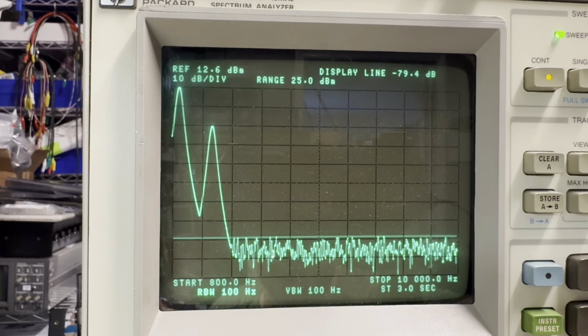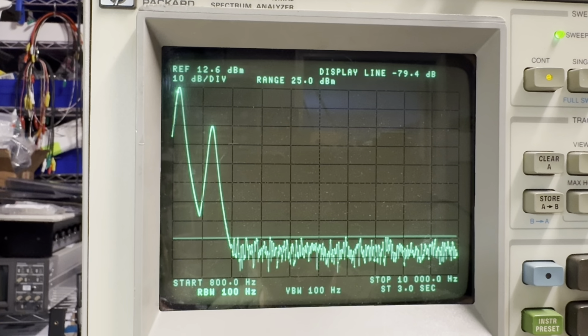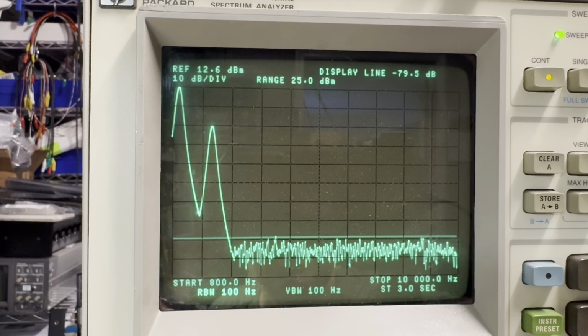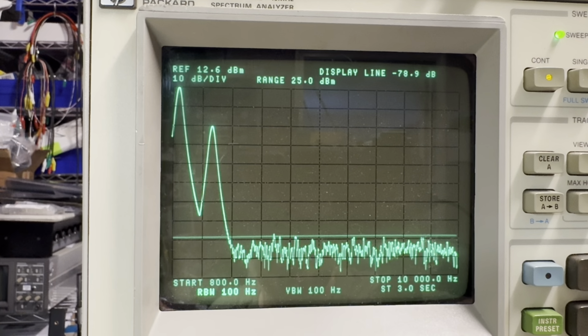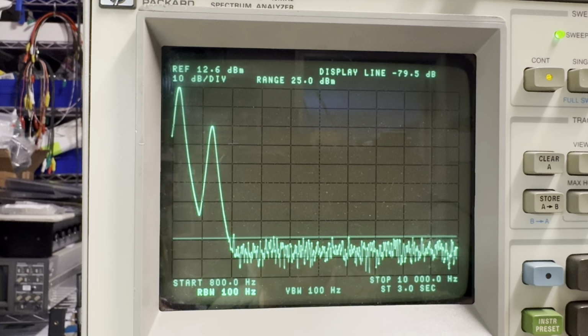Now we look at the noise. The noise is very, very far down on this. So our noise level is at minus, we'll call it minus 80 dB. There may be a couple of peaks that are a little bit higher, but for easy math, we'll call it 80 dB.